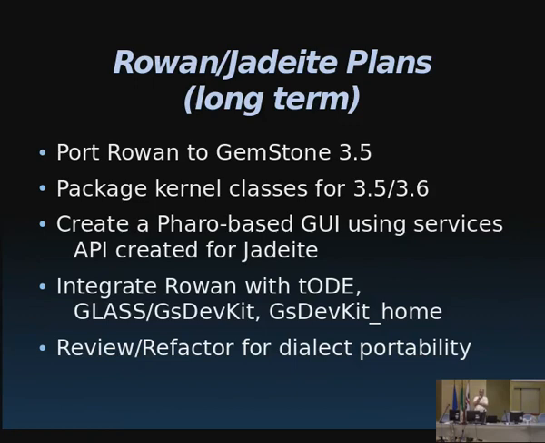the Dolphin version. And then integrate Rowan with Toad, Glass, GsDevKit, and GsDevKit Home so that the folks that are currently using GemStone and packages will have a path for converting to Rowan or continuing to use what they have. Because I think Rowan and Monticello and Metacello can coexist in an image. And the entire image does not have to be packaged in Rowan to be functional. That's the way our customer is working right now. And then review and refactor for dialect portability.